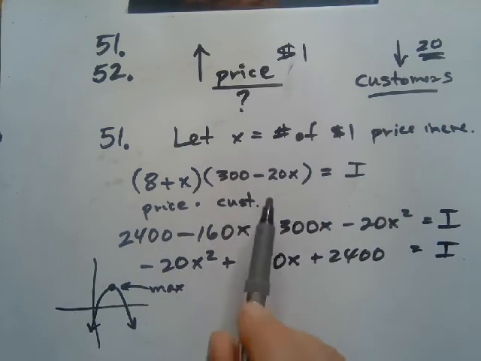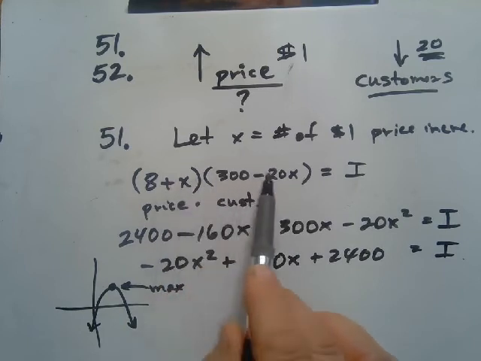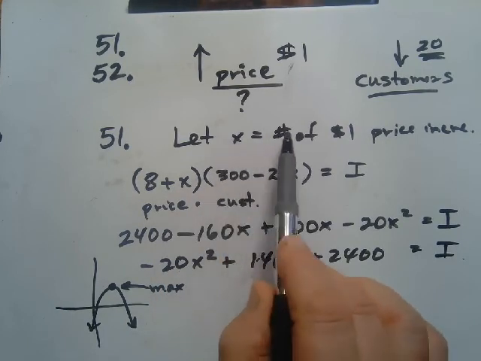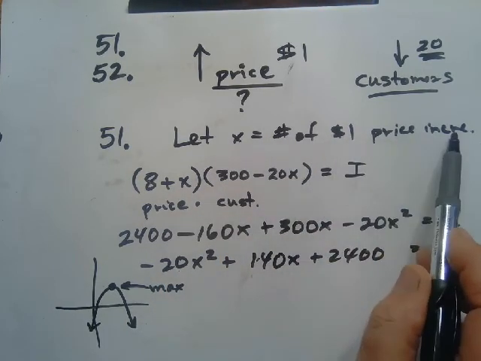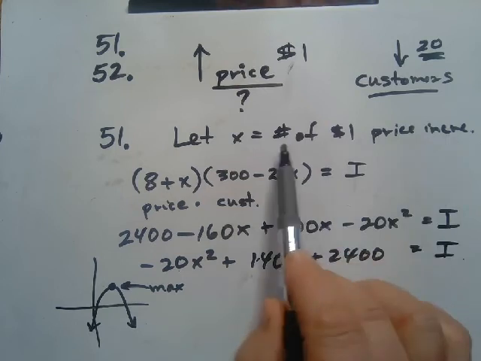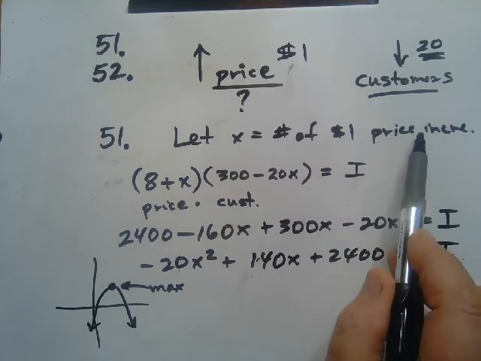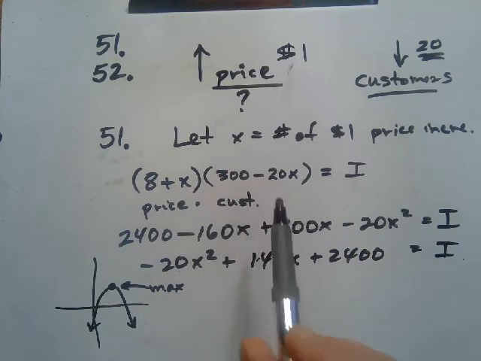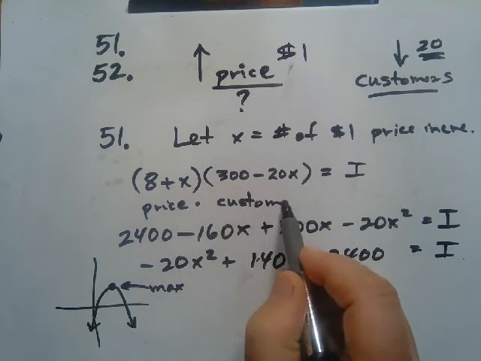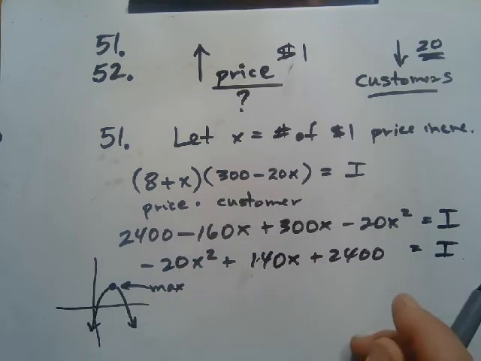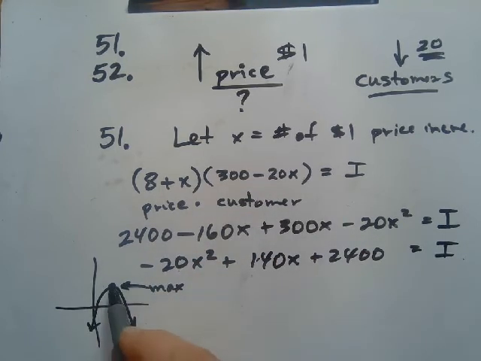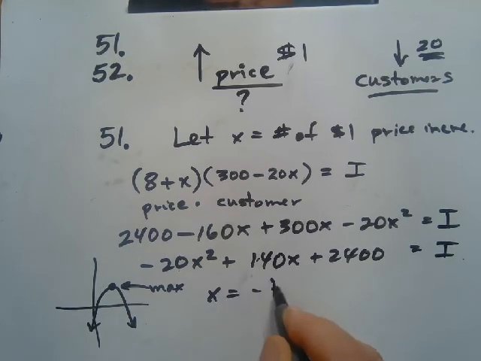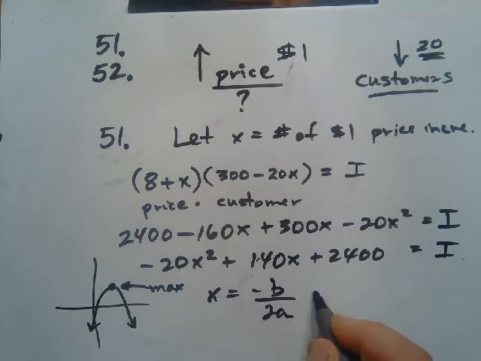So the hard part about doing this problem is getting this first part set up. You have to let x equal the number of $1 price increases. And that's not obvious. Most people can't see that one right away. And then you can see that the price times the number of customers is going to be how much income he gets. So how do we find that maximum? Well, it happens to be at the vertex. So let's go ahead and use our formula, negative b over 2a.